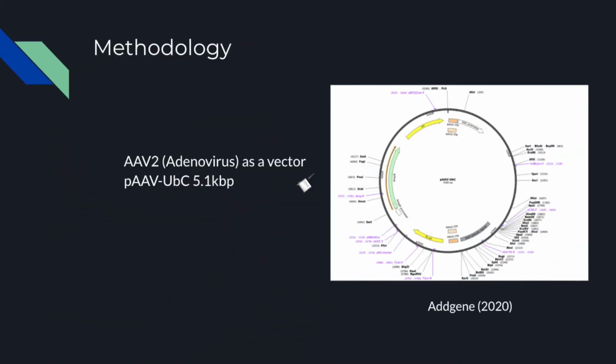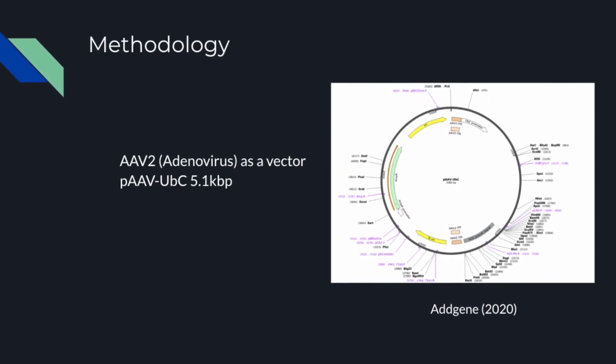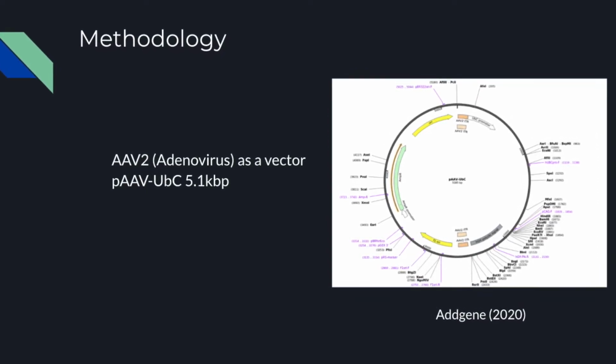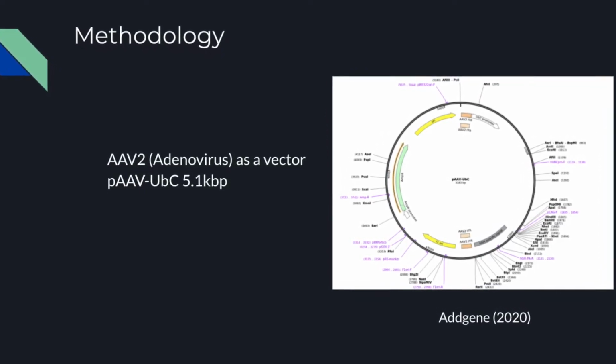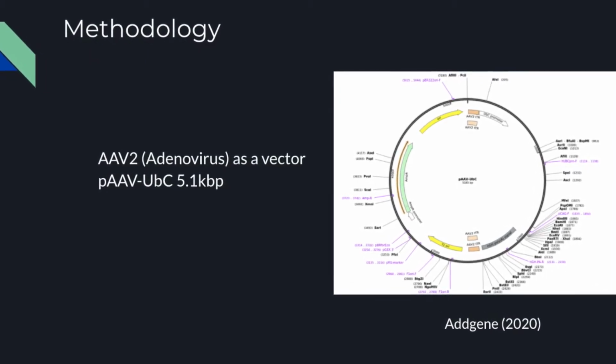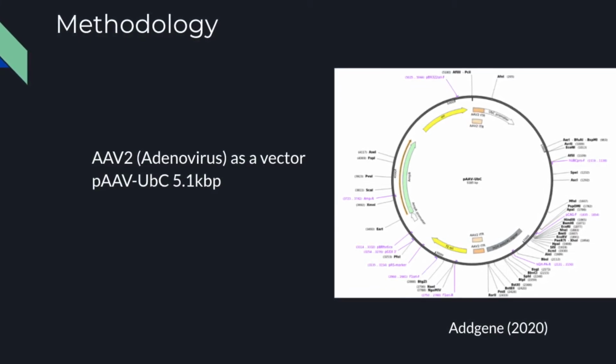The selected vector is adenovirus V2, that is a pAAV-UCV with a length of 5.1 kilobases. We select this vector because the transfection and the introduction of the gene of interest into the cell is easier with this vector.